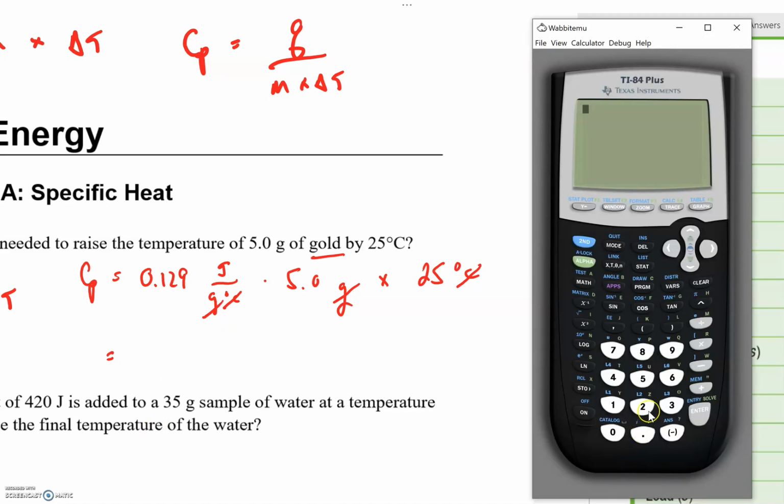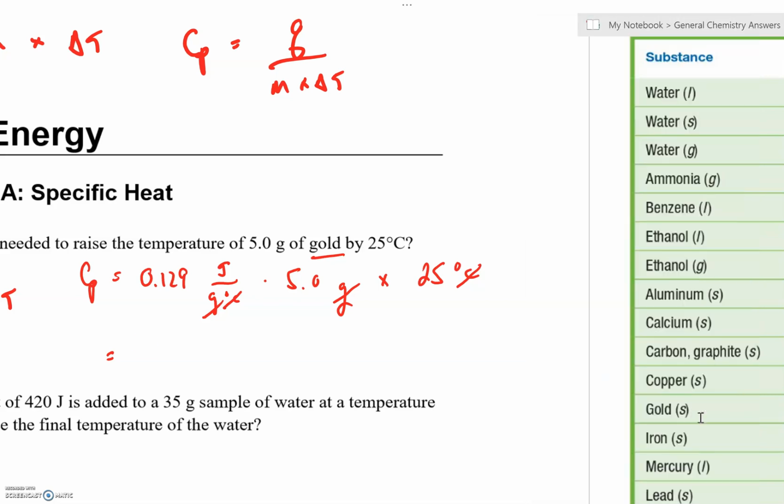So here's our calculator, and we'll say 0.129 joules per gram degree Celsius times 5 grams times 25 degrees Celsius. And here's our energy in joules, 16.125 joules.